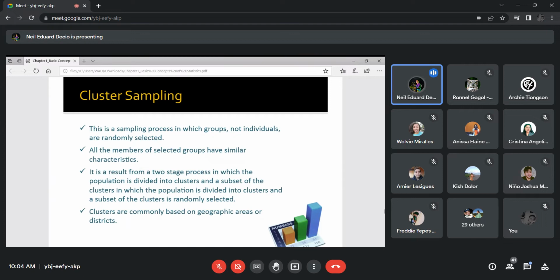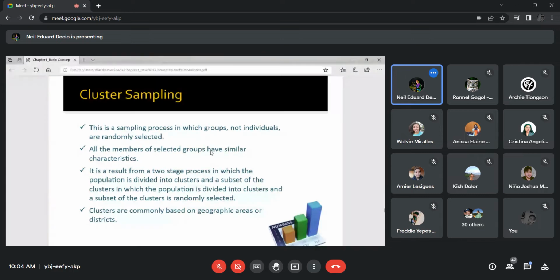It is a result from a two-stage process in which the population is divided into clusters and the subset of the cluster is randomly selected. Clusters are commonly based on geographic areas or districts. Okay, I think I have an example here.